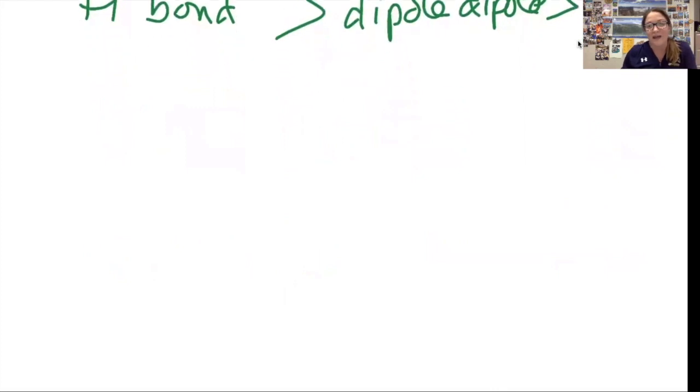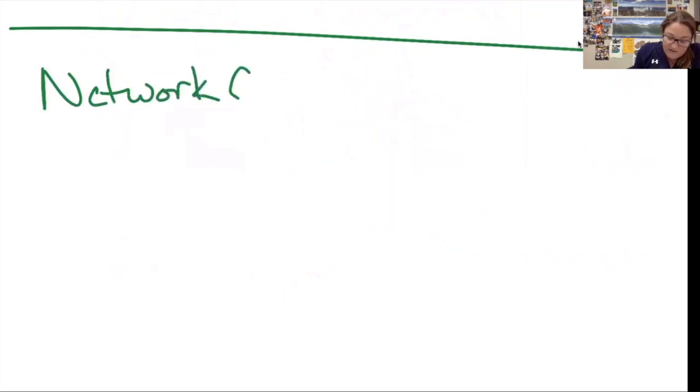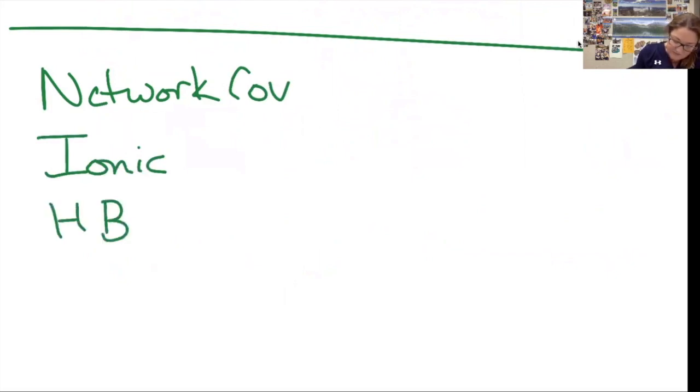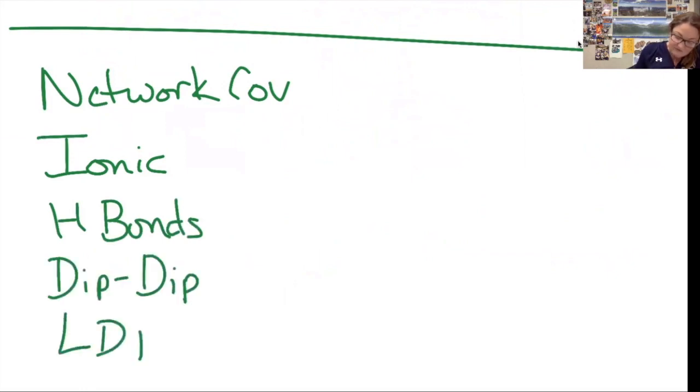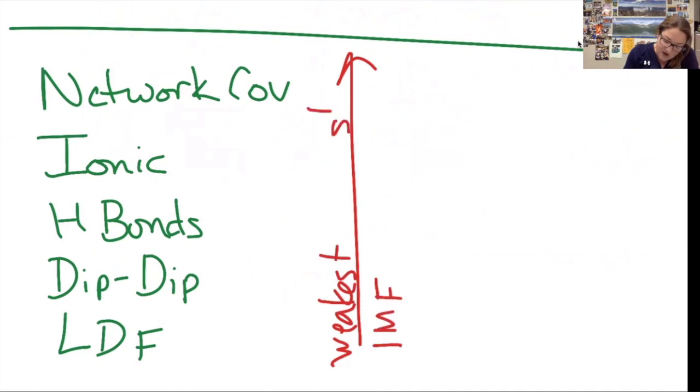If I were to rank all of the IMFs from strongest to weakest, network covalent is strongest, then ionic, then hydrogen bonds, dipole-dipole, and London dispersion force. So the consequence of that is we have the weakest IMF here and the strongest IMF up here.